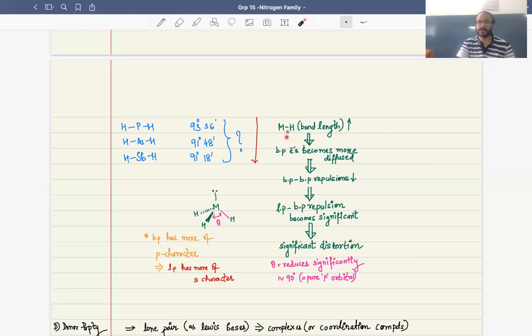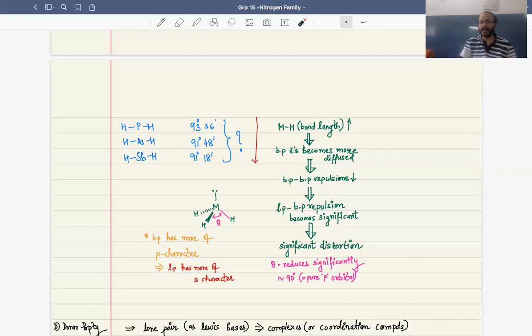If you ask me the reason, one of the reasons that this phenomenon of reduced bond angle is happening is because as you move down group 15, you will find that the M-H bond length increases. That you can understand because the electronegativity decreases as you move down the group. Therefore, the M-H bond length also correspondingly increases. So when the bond length of the M-H bond, where M can be phosphorus, arsenic, or antimony, keeps increasing, what happens?